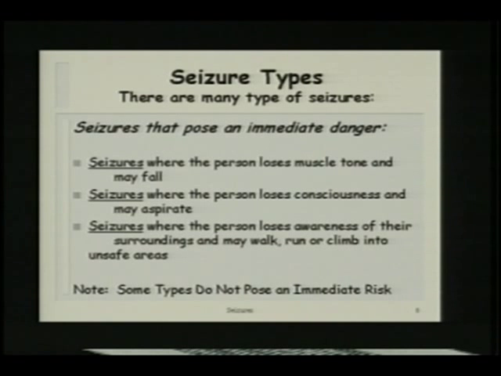And the third category of seizures where the individual may pose an immediate danger are seizures where awareness of their surroundings is lost. They may walk or run or climb into unsafe areas. This individual doesn't lose consciousness and fall to the ground limp, but they aren't in a totally alert state either, and they do not know where they are. Particularly of danger is when they are in an area such as a staircase. They may not be stepping well and they may tend to fall.